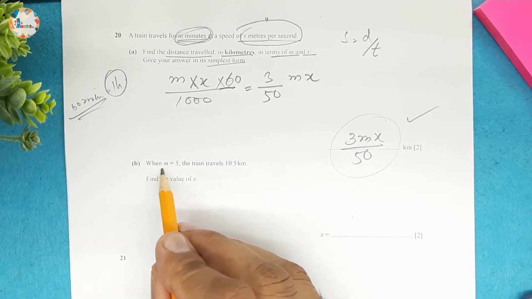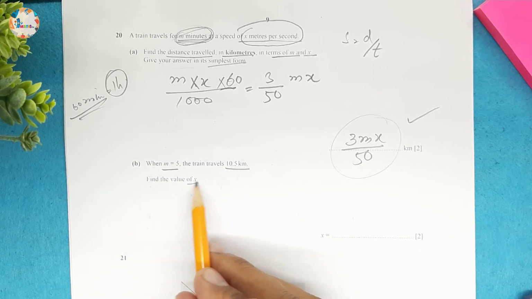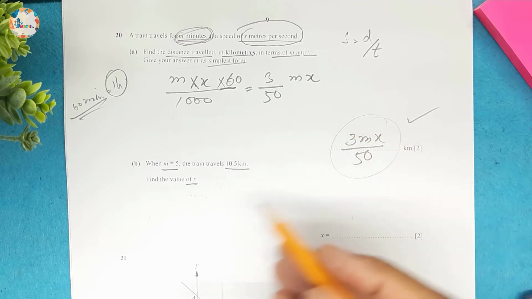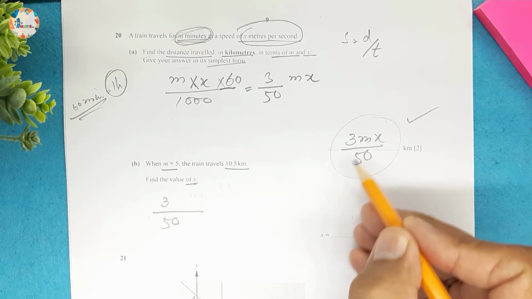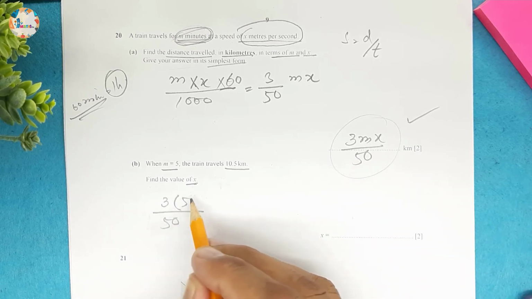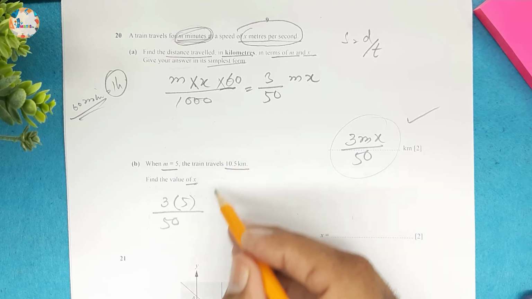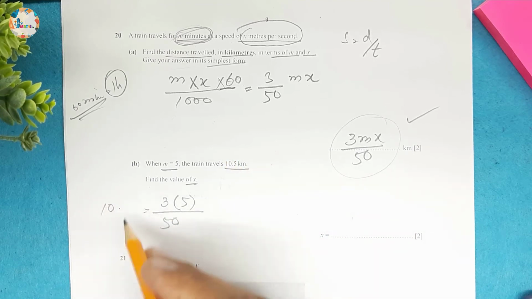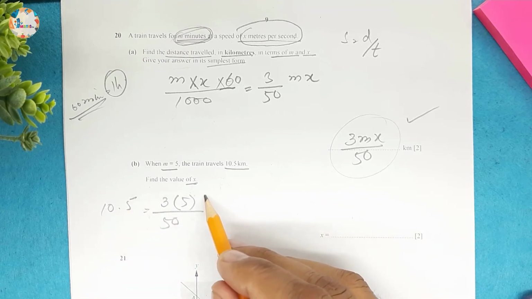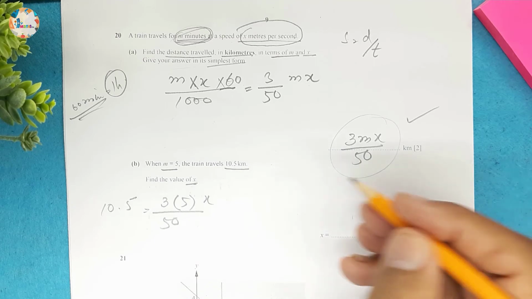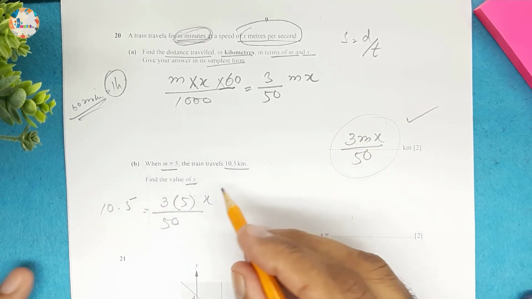B part, when m is equal to 5, the train travels this many kilometers, find the value of x. So we will replace here, this is the formula, 3 over 50, m is 5, so the train travels a distance of this much, which is equal to 10.5 kilometers. So this is basically x. Now this is basically equal to 10.5. Now we'll have to just find the value of x.